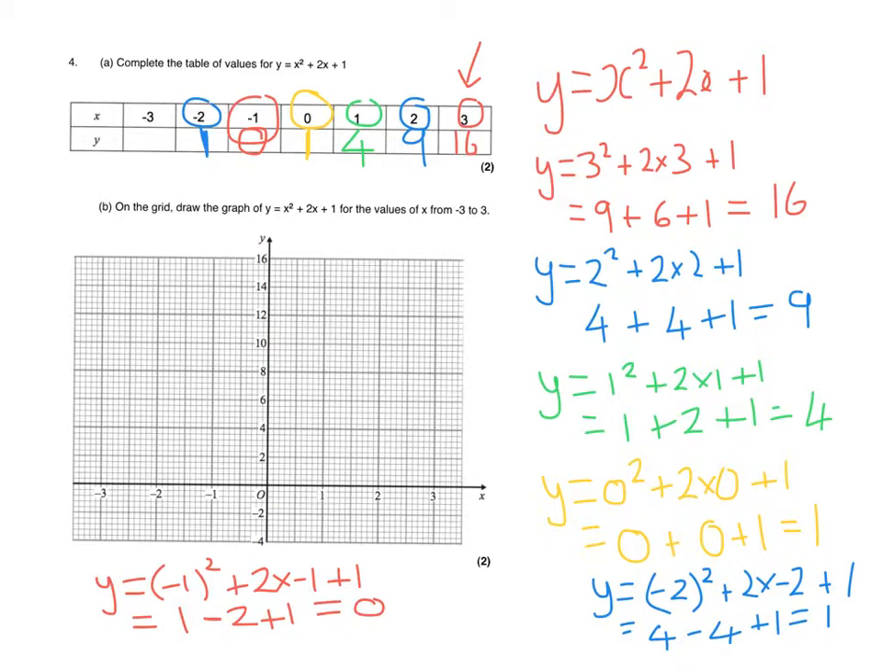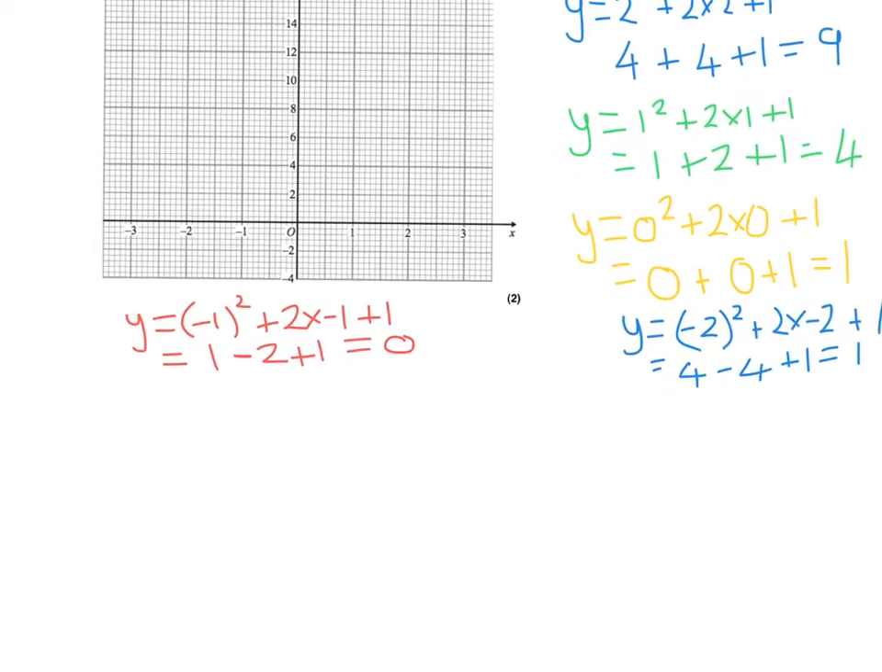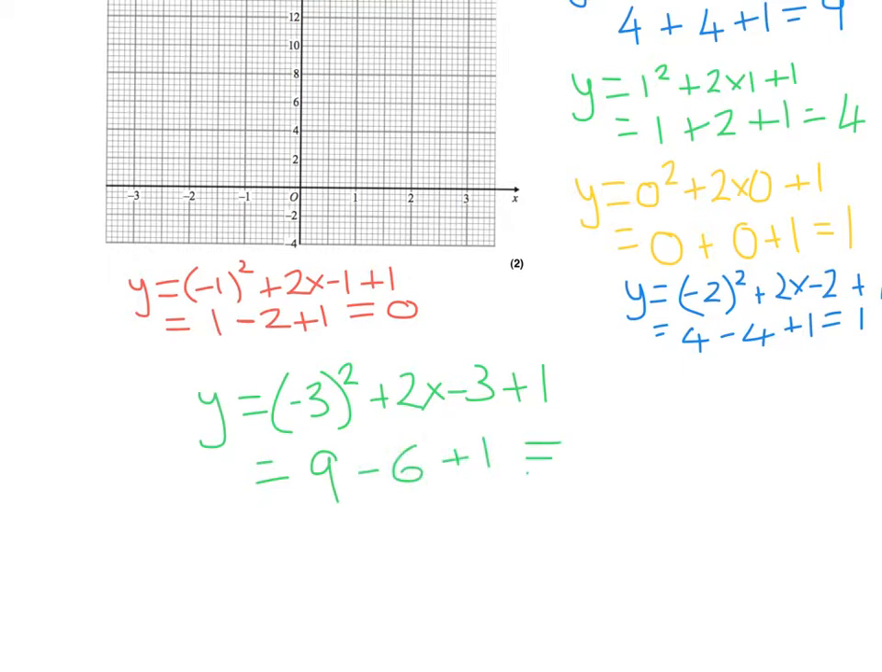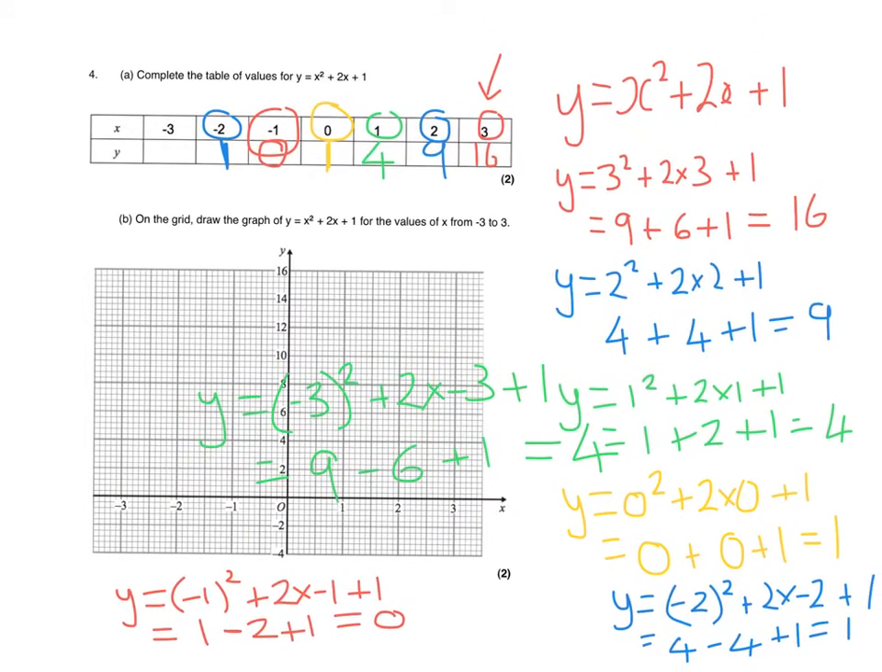Let's just check that. So I'm going to have to scroll down for this. So we're doing minus 3 now. So it's y equals minus 3 squared plus 2 times minus 3 plus 1. Minus 3 squared is 9. Positive 2 times negative 3 is negative 6. Add 1. 9 take away 6 is 3. Add 1 is 4. Let's scroll up, check that fits the pattern. Yes, it does. So that's 4.